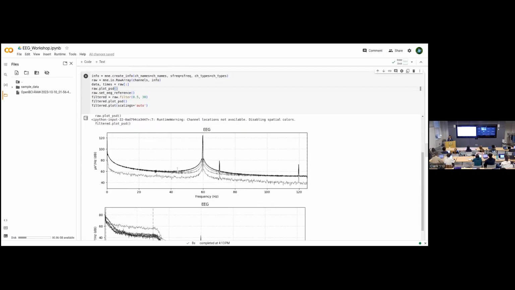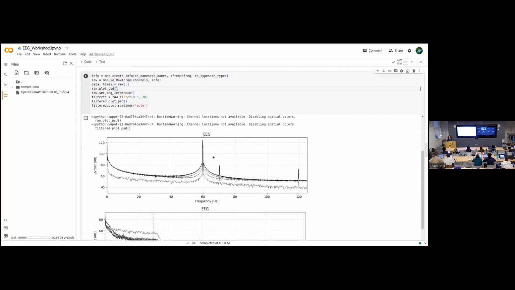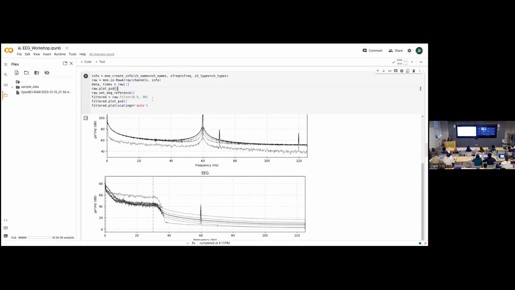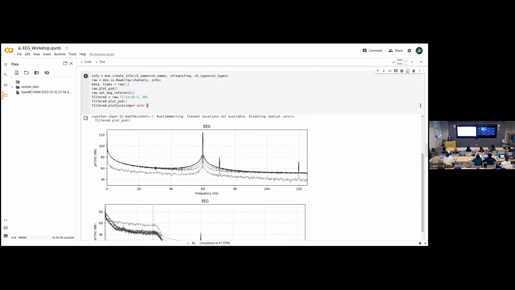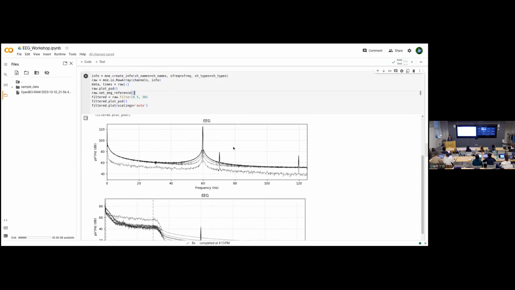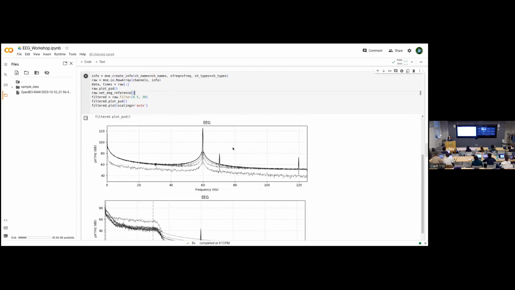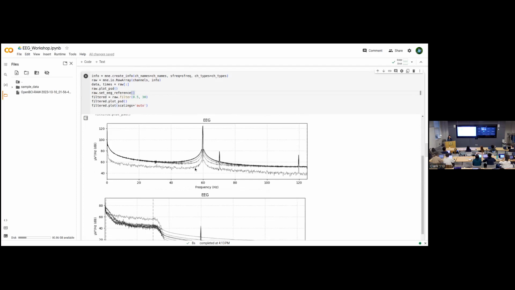So if you run this cell, here we're graphing the, does anyone know what PSD stands for? Yeah. Power spectral density. Yes. Okay, very good. It shows the distribution of the signals across different frequencies, and that's what the first two graphs are showing.